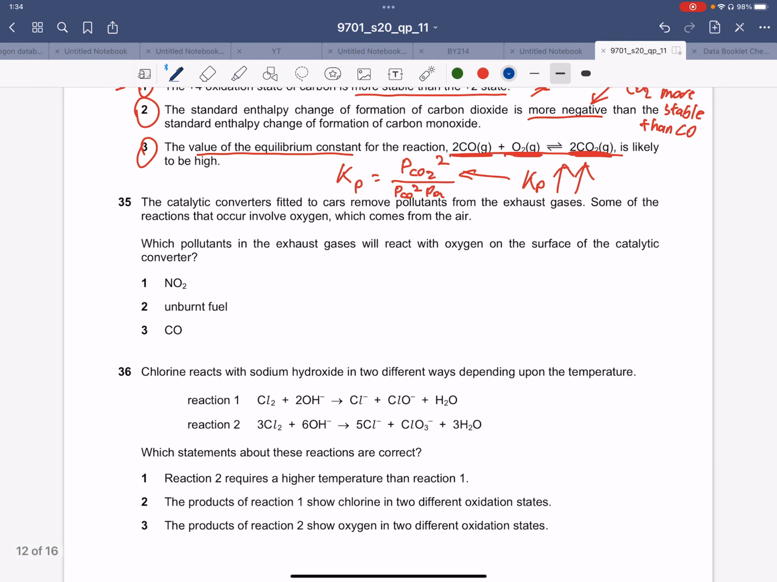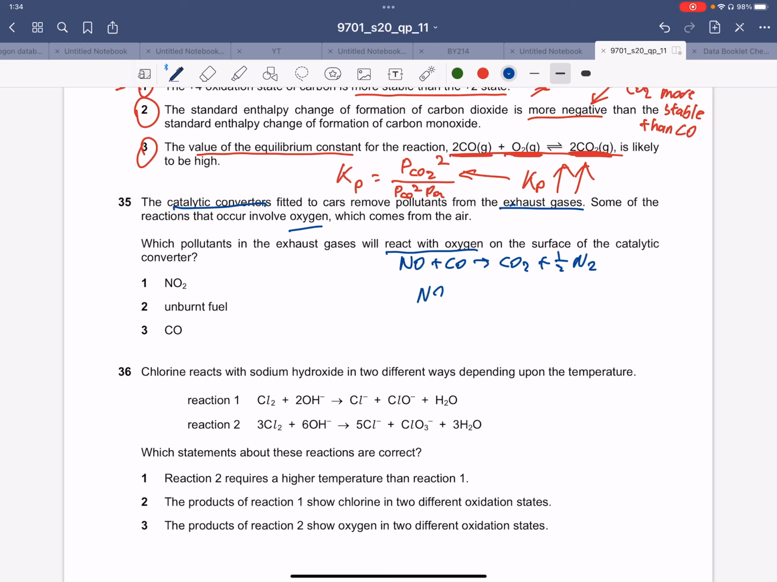The catalytic converters fitted to cars remove pollutants from the exhaust gases. Okay, we know that. So exhaust gases, and we need to know the catalytic converters. Some of the reactions that occur involve oxygen, which comes from air. Okay, so the most common one that you'll see, and you guys know this from paper 4, is the nitrogen monoxide plus carbon monoxide goes to carbon dioxide plus 1/2 nitrogen gas, like that. But in this case, we don't need this reaction because we're looking for the pollutants that react with oxygen. So you're actually going to need to know 3 other equations to solve this question, and you guys might not know them, so hope you follow along with this.